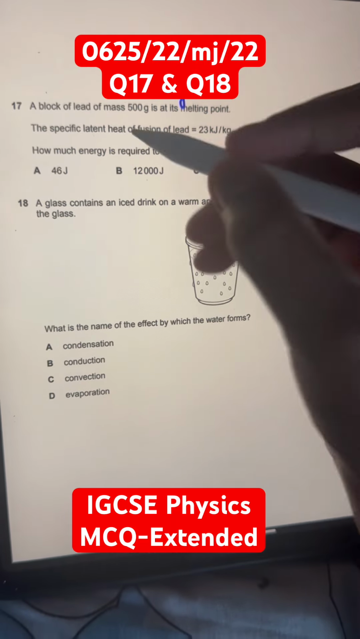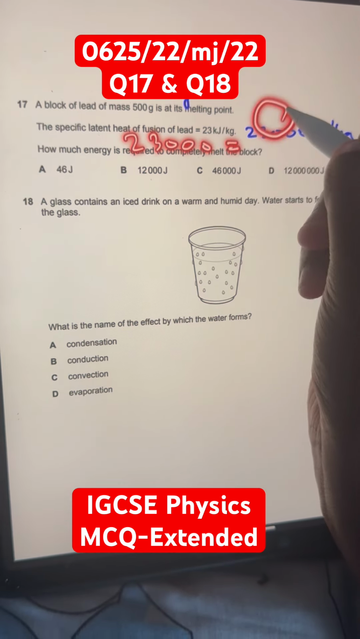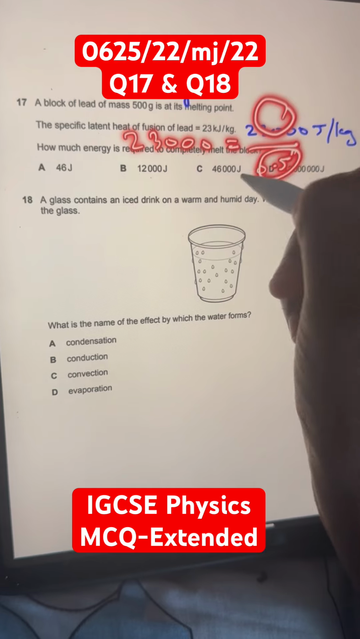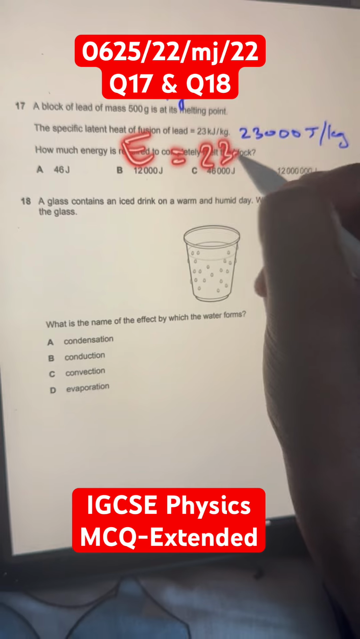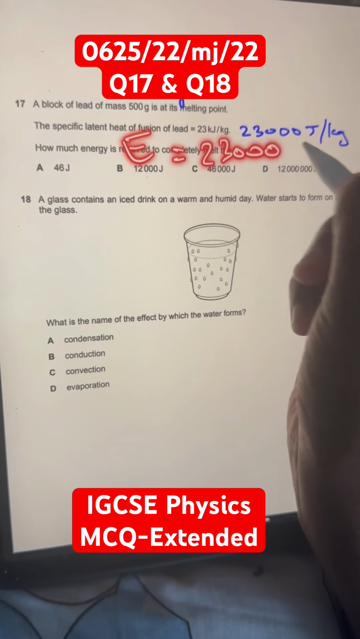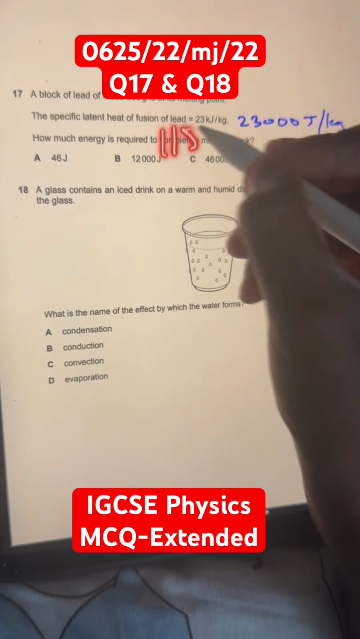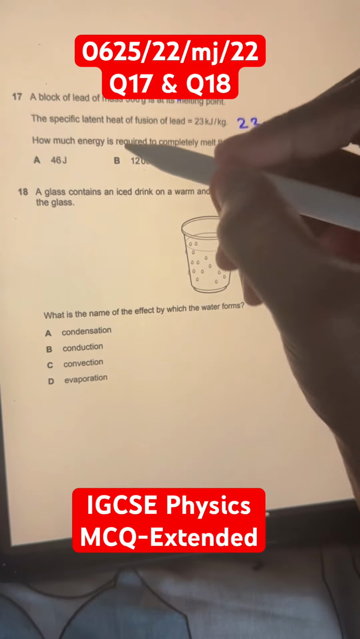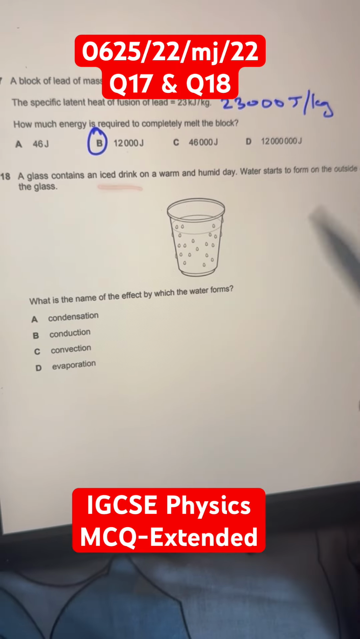So over here, this is 23,000. That's equal to something, which is the energy, divided by the mass, 0.5. And we can just bring this to the other side. So this energy which is required, that'll be 23,000 joules per kilogram multiplied by 0.5 kilograms. And this will give 11,500, but then in physics we have to write it to two significant figures, so we get 12,000 joules, which is option B.